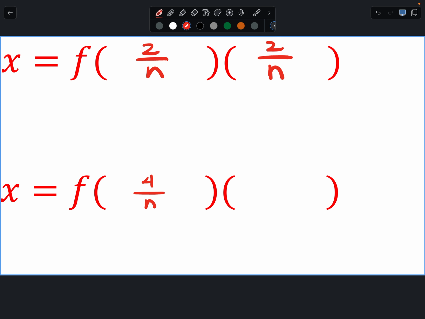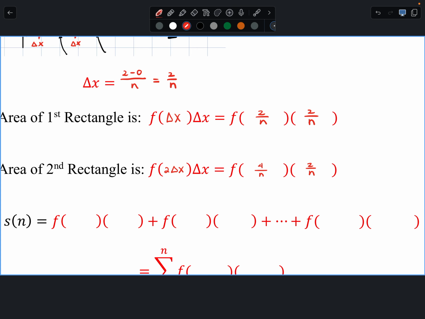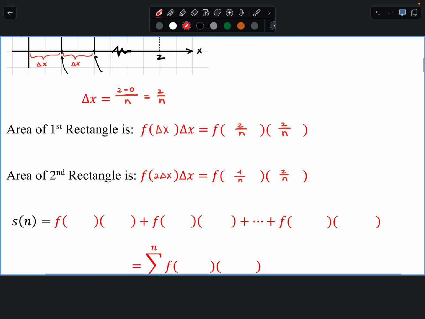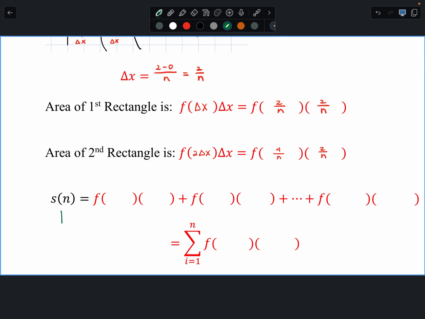Wait, sorry, how do we know x is 2i over n? Why are we doing that? Okay, so because we're finding the height for each of the n number of rectangles by evaluating f starting at 1, right? So if we plug in 1, f of 2 over n would be the height of the first rectangle. And we saw that, right? Like we thought about what the first one would be.